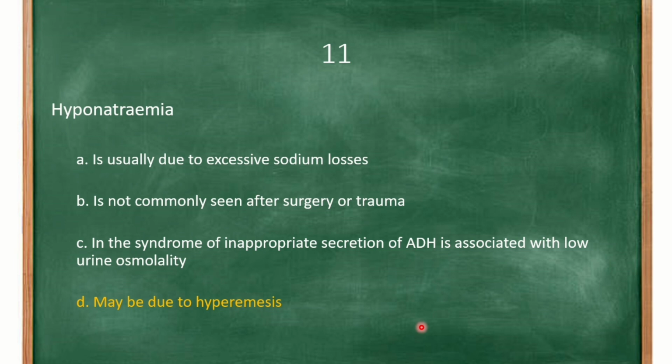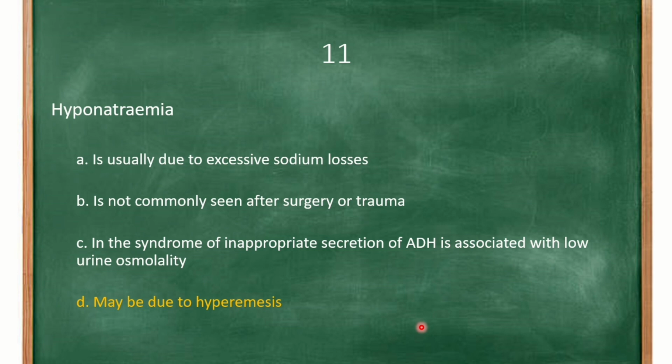Then in the syndrome of inappropriate secretion of ADH, what happens is that there is excess secretion of ADH, which causes the kidneys to retain water, which will actually dilute the sodium. But then the urine osmolality will still be high. That's the nature of this condition. But the answer is saying low urine osmolality. So that's what makes the whole thing wrong.